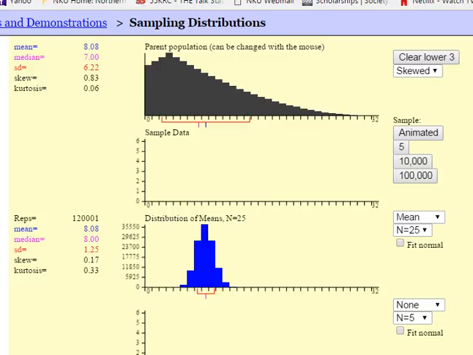The mean of the population, in this case, is 8.08. The mean of the sampling distribution, the histogram of sample means, is also 8.08. Turns out they're equal. The standard deviation of the population is 6.22. The standard deviation of the sampling distribution is less than that. Again, we'll find out how much less. And notice, even though the population was not normal, the sampling distribution, the histogram of sample means, is normal.